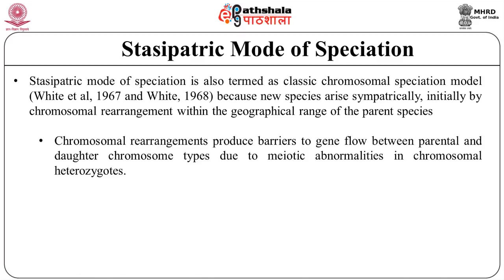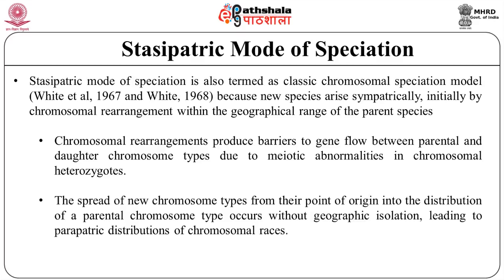Number 1 is the chromosomal rearrangements, which produce a barrier to gene flow between the parental and the daughter chromosome types due to the meiotic abnormalities in the chromosomal heterozygotes, and number 2, the spread of the new chromosome types from their point of origin into the distribution of the parental chromosome type occurs without geographical isolates, leading to parapatric distribution of the chromosomal races.